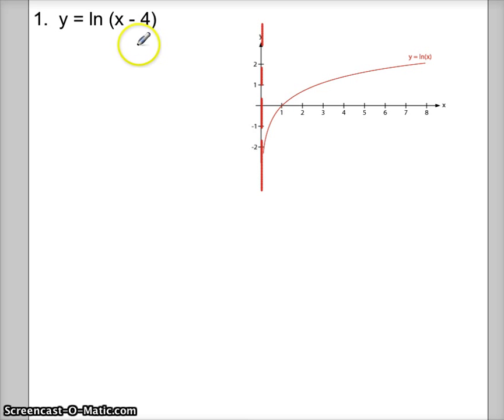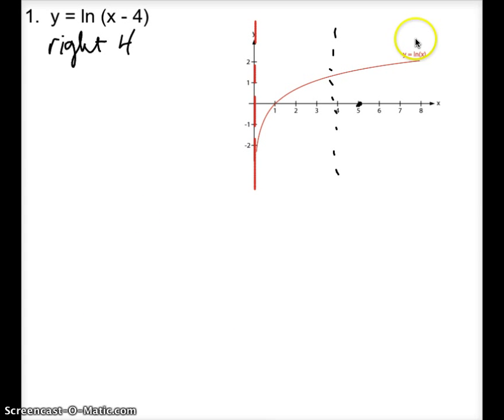So what I would like for you to think about first is the transformation that's here. You know this is not the parent function because we're subtracting 4 from x. And so our transformation would be to shift everything in our function right 4 places. So the vertical asymptote is going to go to positive 4. The x-intercept will go to positive 5. And then we can also see that our domain moves from 0 to positive infinity to 4 to positive infinity.